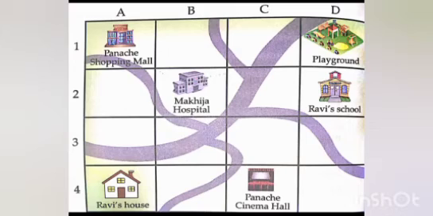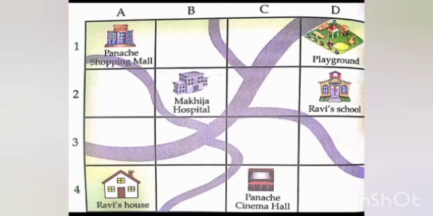Now let us understand this with the help of the map given above. In this map, the columns are labeled on the top with the letters A, B, C, D. The rows are labeled with the numbers 1, 2, 3 and 4. For example, Ravi's house is located in the grid box formed in column A, row 4. The name of the grid box is A4. Similarly, Makhija's house is located at B2.